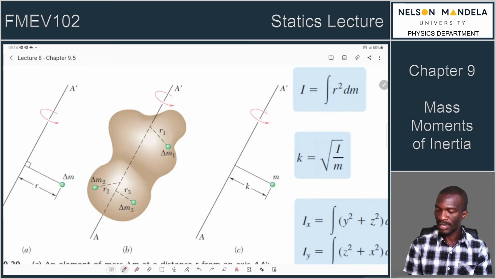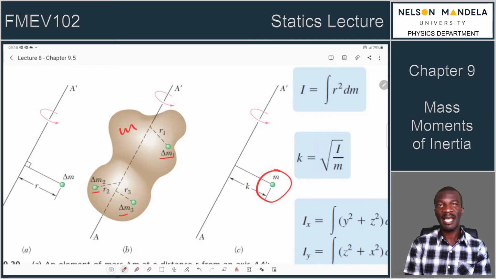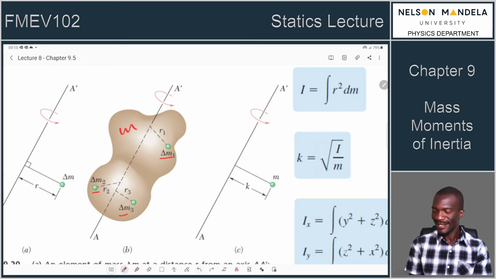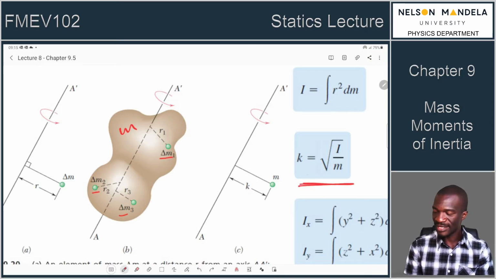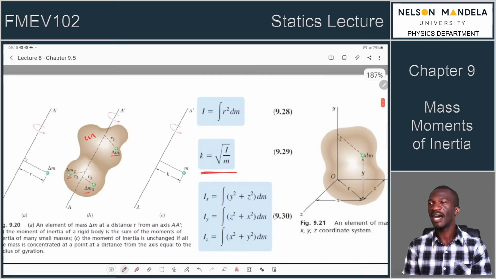And then if we were to concentrate this mass, this is mass m. It's made of delta m1, delta m2, delta m3, and so forth. If we are to concentrate it into just one mass, guess what distance we should locate it at from the axis? That is the radius of gyration. So we still have the same concept. The radius of gyration is equally defined as k is equal to the square root of I over m.